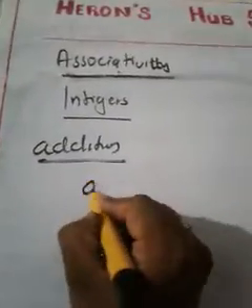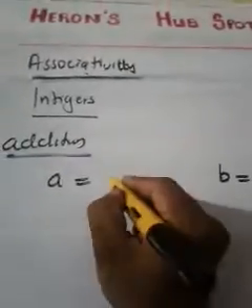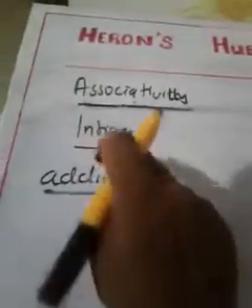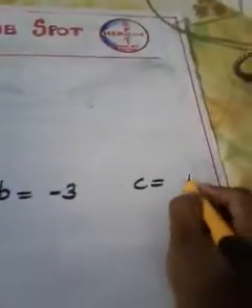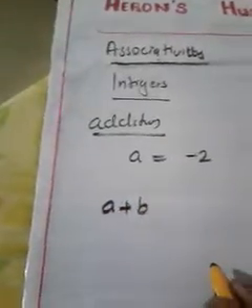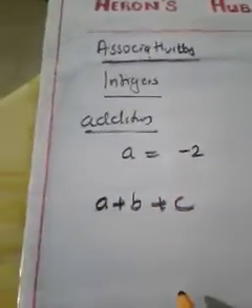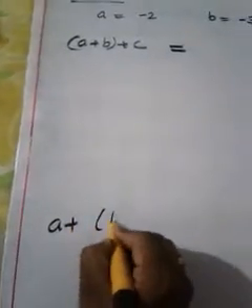Okay, so we need three numbers A, B, C, and those three numbers should be integers. Can I select A as minus 2? Of course, minus 2 is an integer. Can I select B as minus 3? Of course, minus 3 is an integer. C as 4? Yes, of course 4 is an integer. Then what do we need? A plus B. Is it enough? No. (A plus B) plus C. Is it enough? No. You have to give it a bracket.